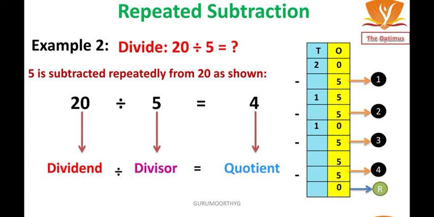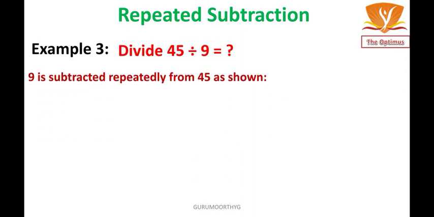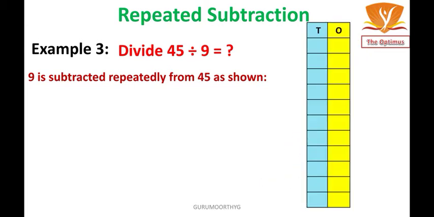Example 3. 45 divided by 9 equals what? Step 1. Yes, 9 is subtracted repeatedly from 45 as shown. I am going to represent it in a place value chart. 45 minus 9 equals 36. 36 minus 9 equals 27. 27 minus 9 equals 18. 18 minus 9 equals 9. 9 minus 9 equals 0.